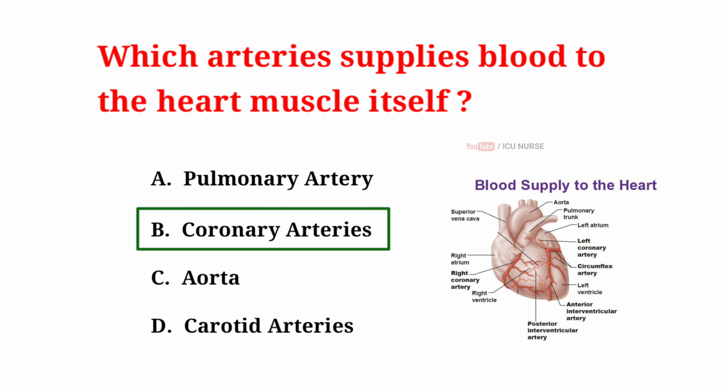The coronary arteries supply blood to the muscle of the heart itself. These include the left coronary artery, which branches into the left anterior descending and circumflex arteries, and the right coronary artery.